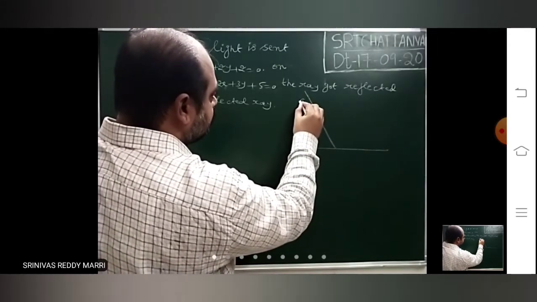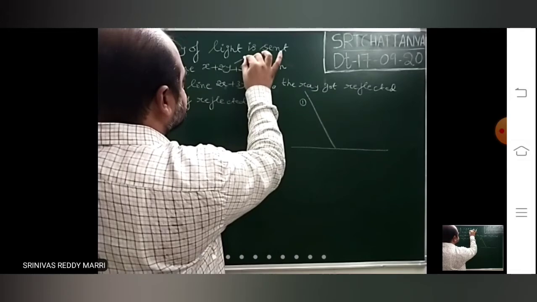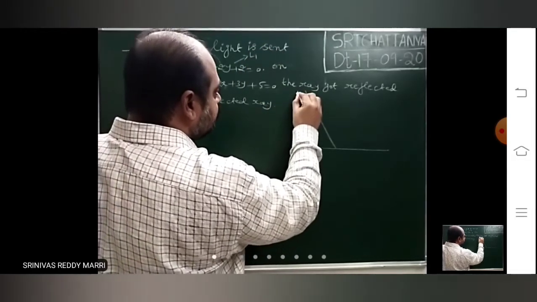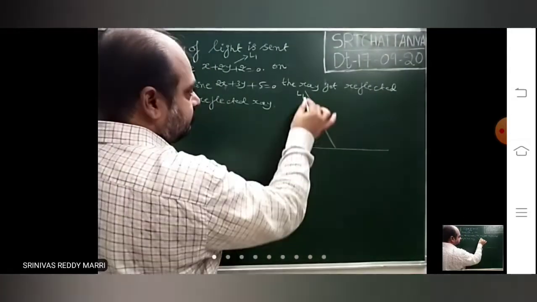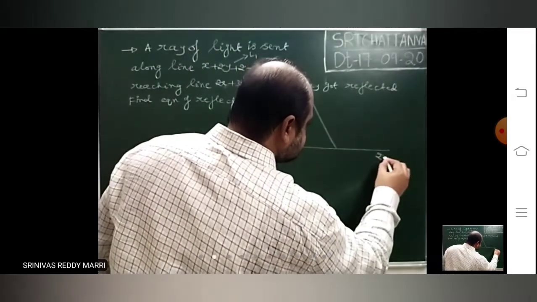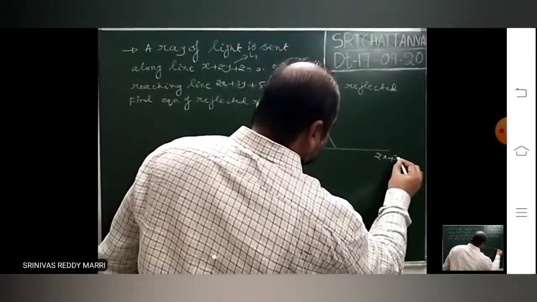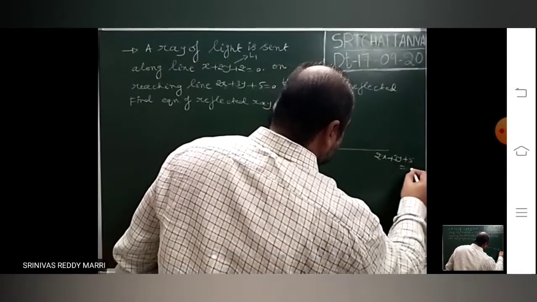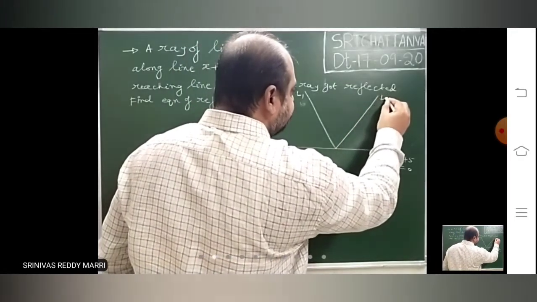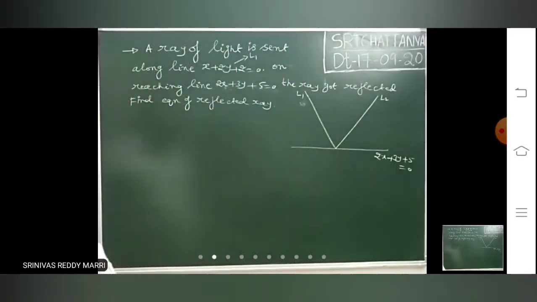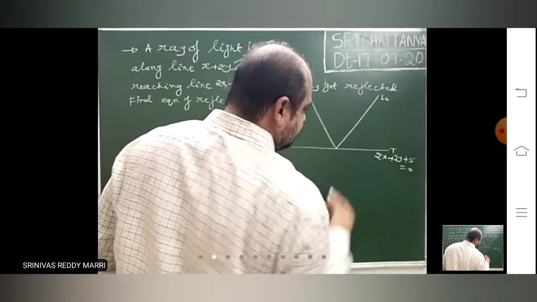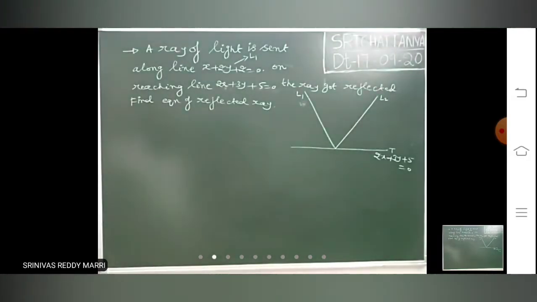So this is one, right? Let us say this line is L1. It is traveling in this direction and strikes this line and gets reflected. So let us say the reflected ray is L2. This is the tangent to the surface, that line.